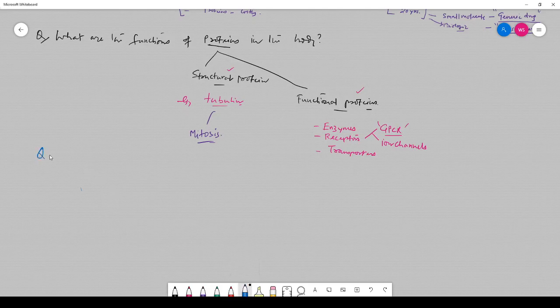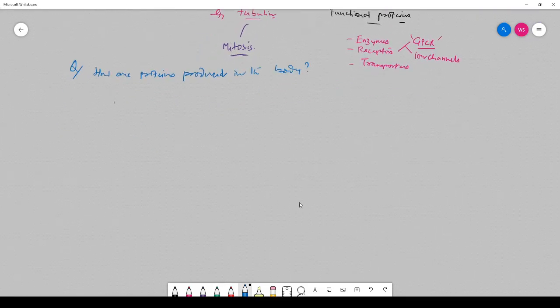The other question that we need to ask ourselves is, how are proteins produced in the body? So the information molecule is DNA. This DNA is transcribed to RNA, and that we call transcription. This RNA is translated to proteins, and this is called translation.